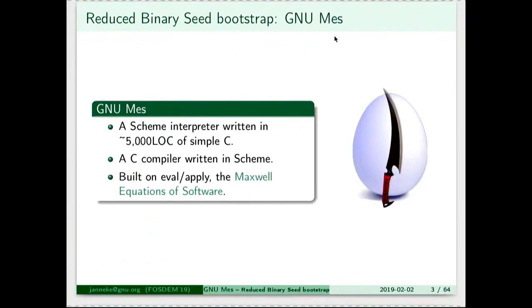So the talk starts with GNU Mes. Mes is a Scheme interpreter, a tiny language written in a simple form of C, and a C compiler written in a pretty simple form of Scheme. And it's called Mes because our Scheme is built on eval and apply, which are sometimes referred to as the Maxwell equations of software.